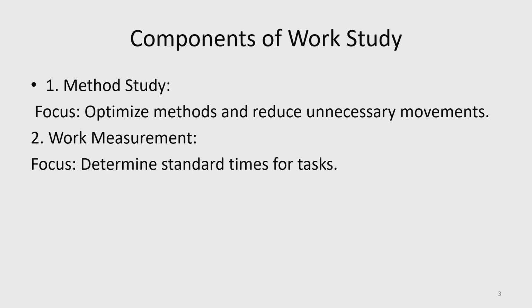Now, components of work study. So, two main parts of work study. One is method study. Here the focus is to optimize methods and reduce unnecessary movements. So, many times we do unnecessary movement. Sometimes even in the kitchen, suppose we have kept the items, but these items are not placed in a convenient position. So, therefore, it takes more time to cook food.